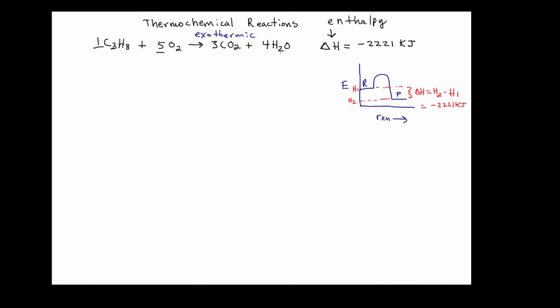So what does this mean in English? It means that the potential energy of the products, the CO2 and the H2O that are produced, is at a lower potential energy than the reactants.